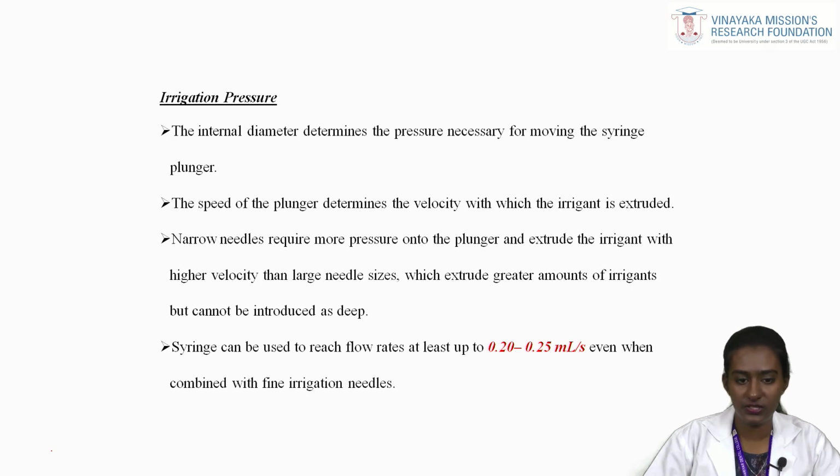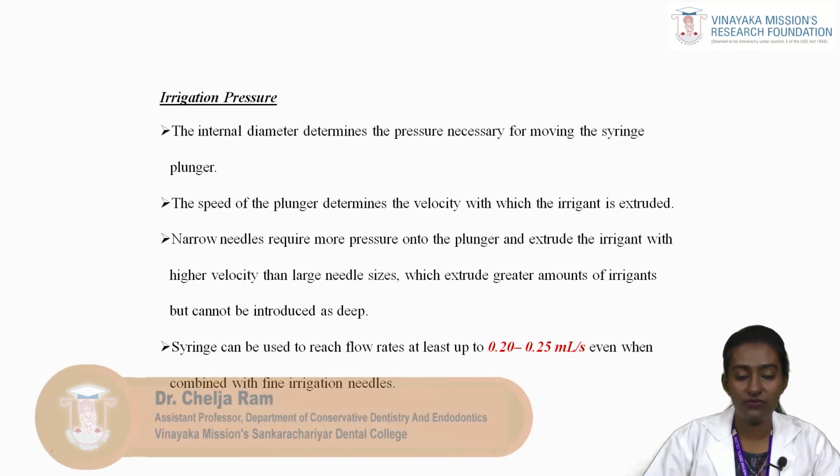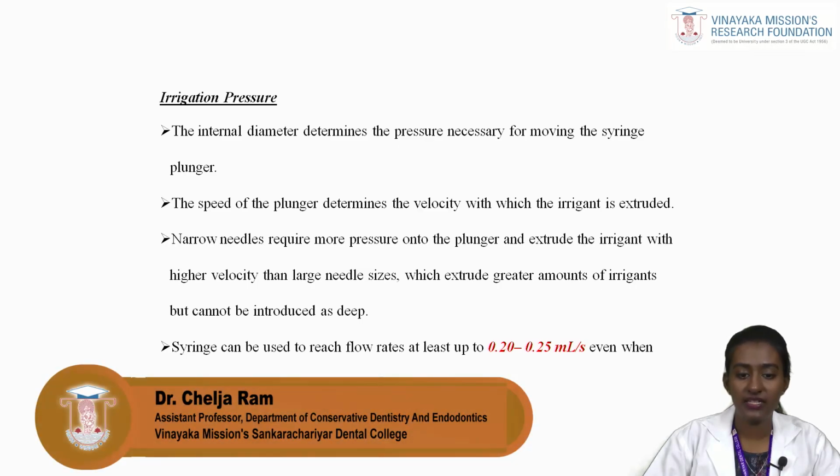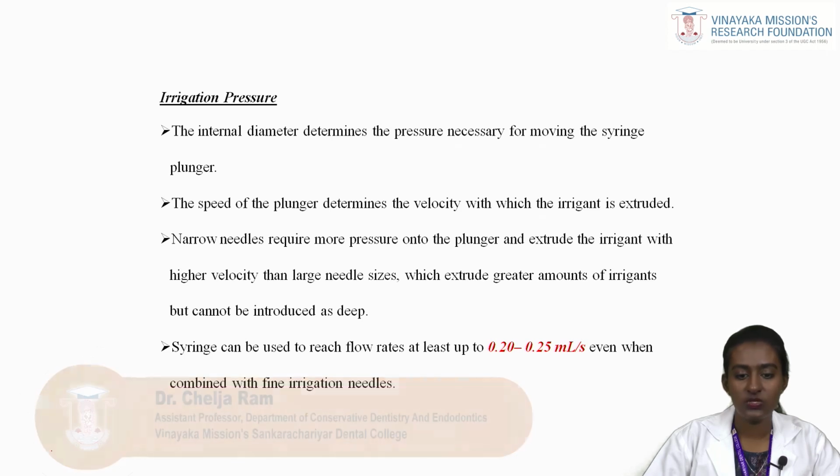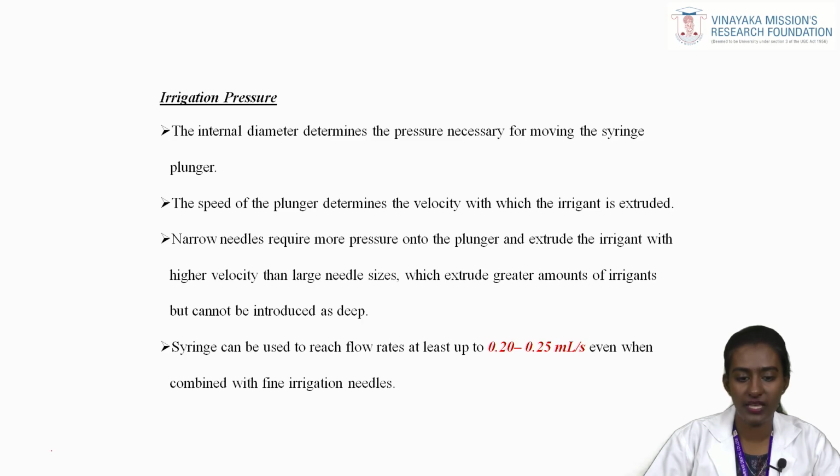Next is the irrigation pressure. The speed of the plunger determines the velocity with which the irrigant is extruded. Narrow needles will require more pressure to extrude the irrigant, giving a higher velocity than the large size needles. So a syringe can reach flow rates of at least 0.20 to 0.25 ml per second even when combined with fine irrigation needles.